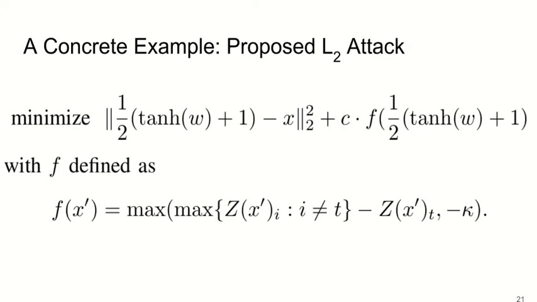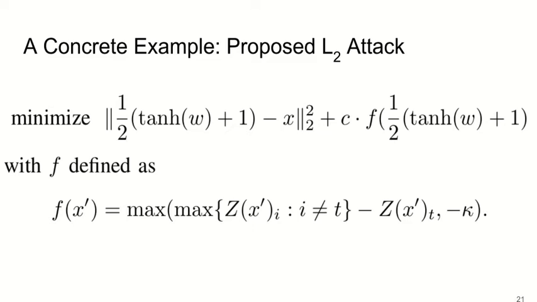So this is a concrete example. That's what Carlini and Wagner suggest in their paper as the best objective function. On the left side we have the function with the tanh, and this is our difference function. So how different is our perturbed image from the original image x? And here they use the L2 norm. The right term is the objective function on the perturbed image, represented by this function with tanh.